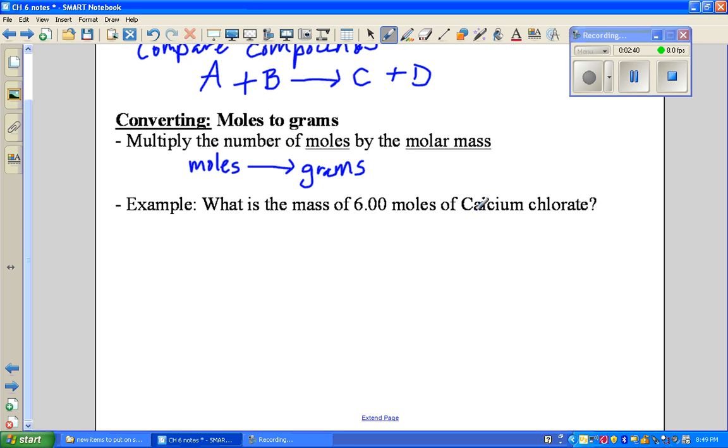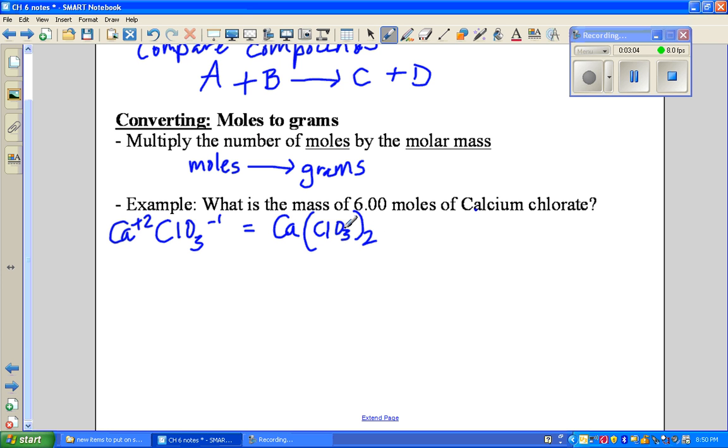So the first thing we need to do is write the formula for calcium chlorate. Hopefully you're already ahead of me on that. You have Ca plus 2, and chlorate is ClO3 with a -1 charge. If I balance this out, I need 1 calcium for every 2 chlorates. This is a 3 right here.